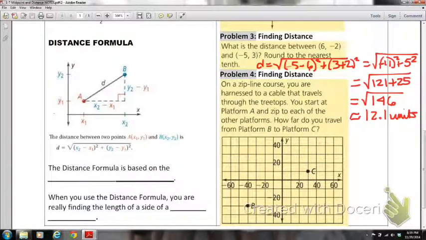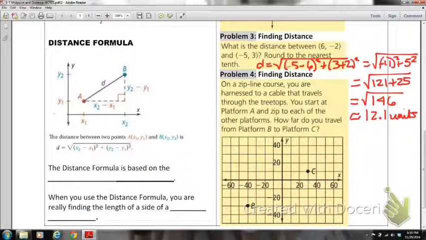In problem 4, again finding distance. This is a zipline course. You're harnessed to a cable that travels through the treetops. You start at platform A and zip to each of the other platforms. How far do you travel from platform B to platform C?